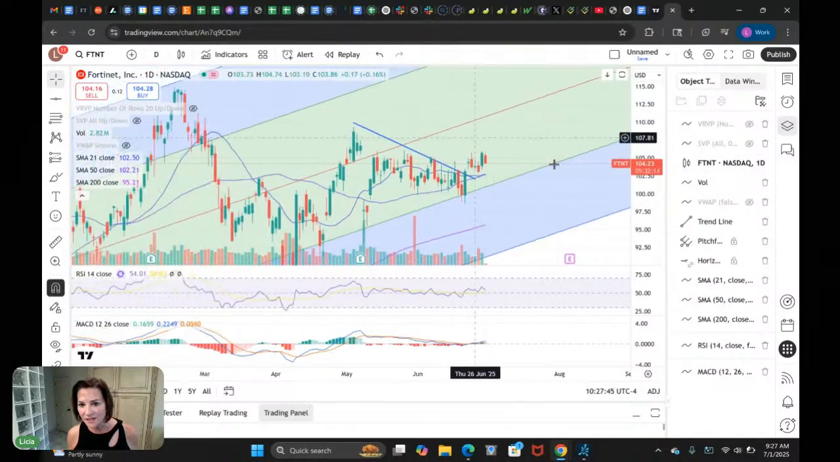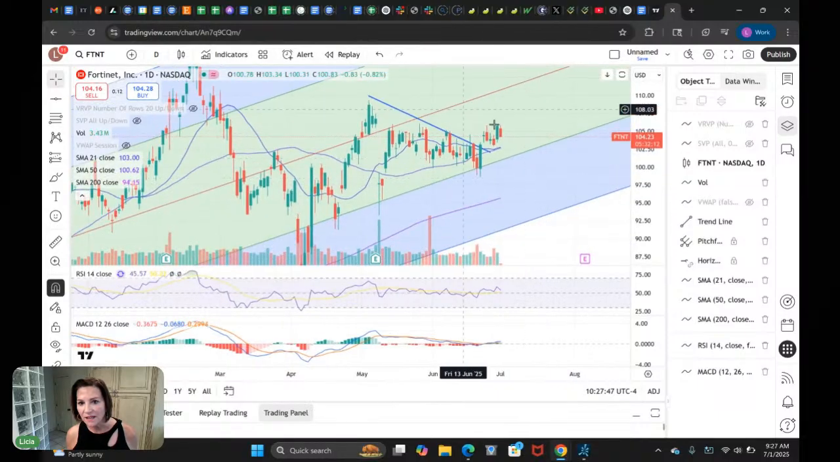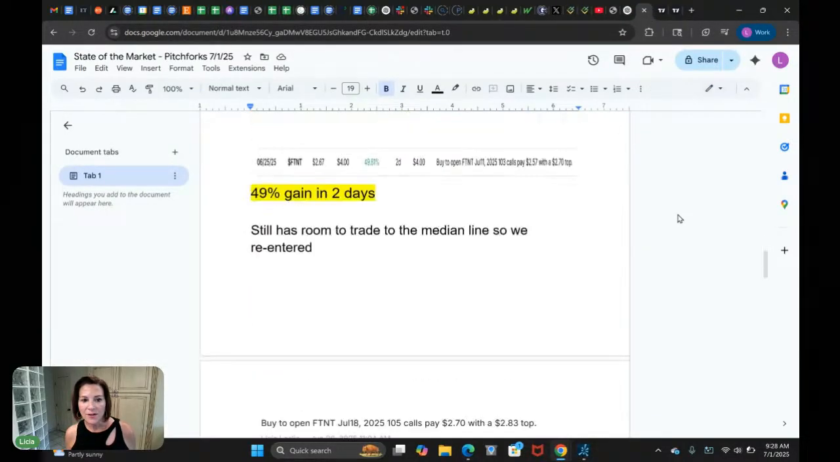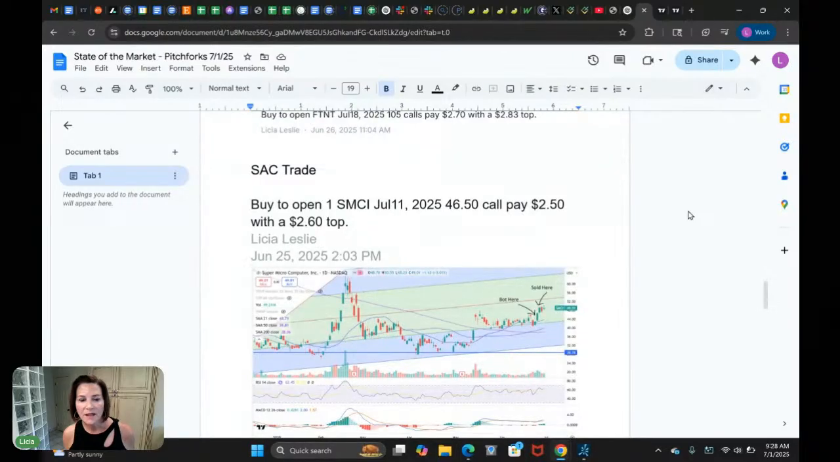I like FTNT. Again, watch that it holds this whole area. That's on my list. We re-entered. It's an 80% chance of trading back to that median line. There's still room to the median line, so I re-entered. We bought the 105 calls for July 18.